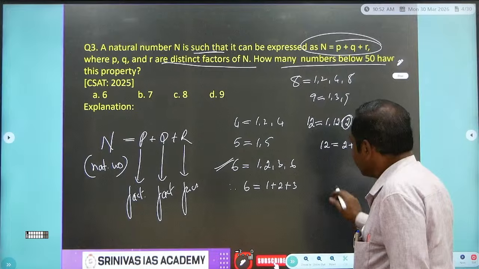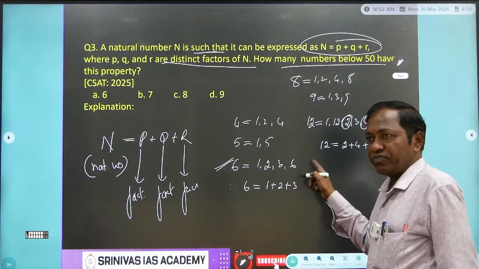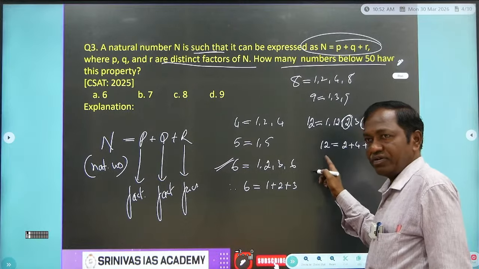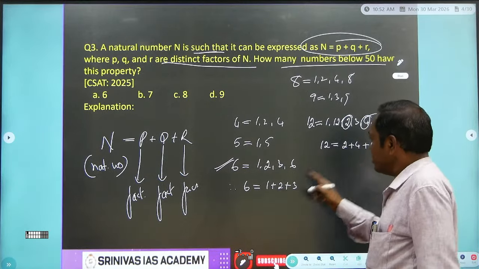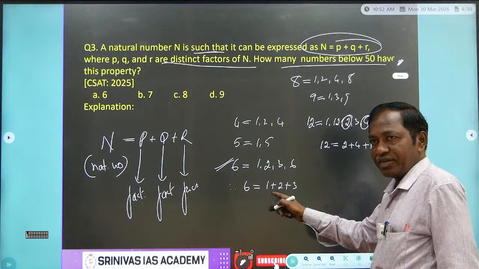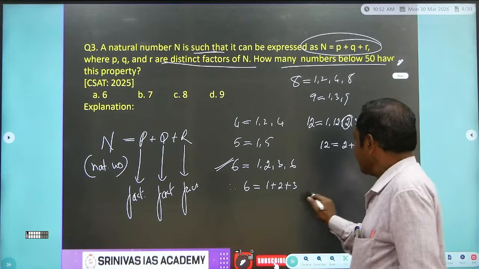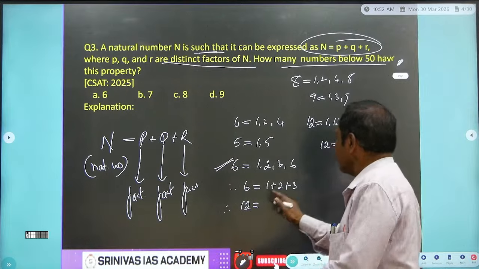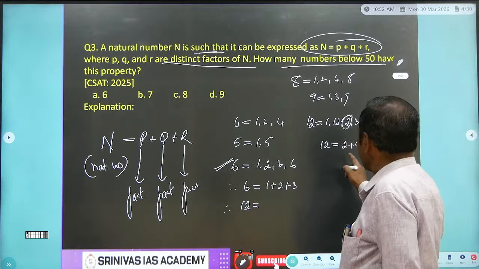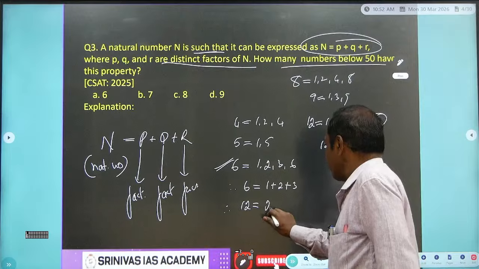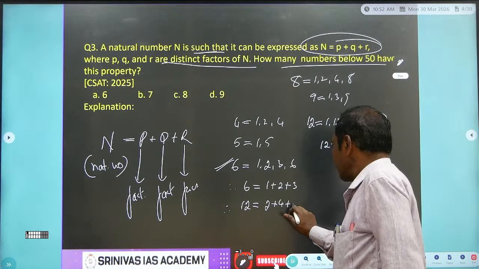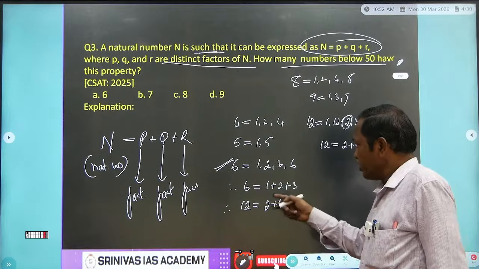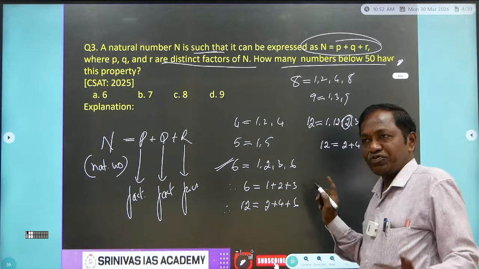Now can you see the 6? 12 is a multiple of 6. 2 is a multiple of 1. So I'll write here, see that. Now 12, what are the factors for 12? Based on that required property, 2 plus 4 plus 6. 6 into 2, 1 into 2, 2 into 2, 3 into 2.